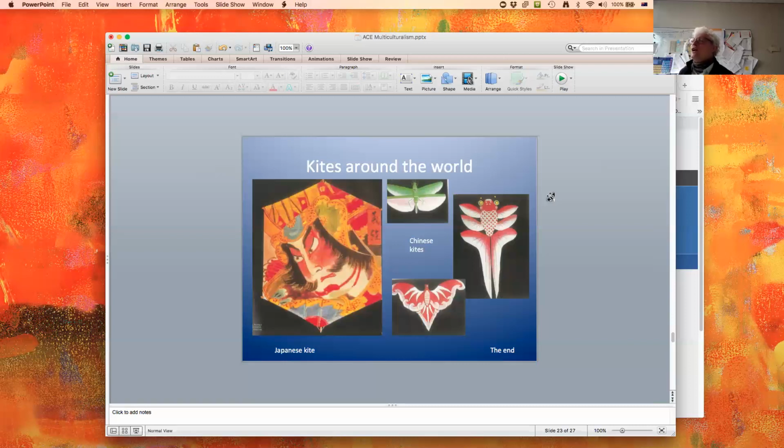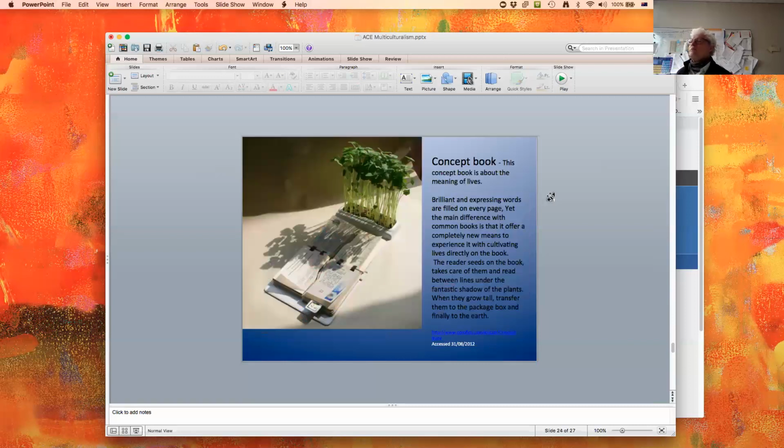Kites from around the world, beautiful. And I love this. This is a concept book. So here you've got literacy, you've got biology, you've got all sorts of things going. They plant the seeds in the little box, and they write something every day as these things grow. So you've got this living book. And the way this one's set up, you can mix and match it by turning the pages around in different ways. So it's a great idea.